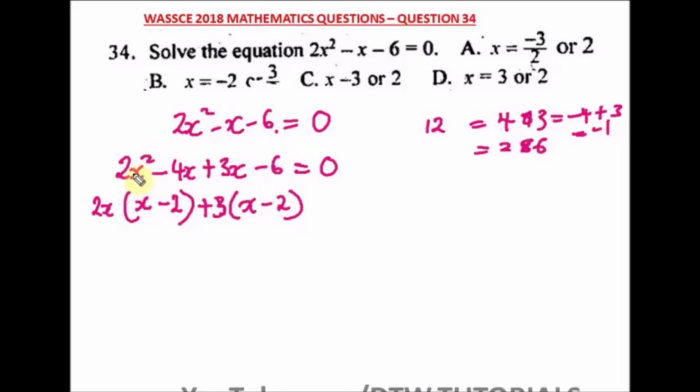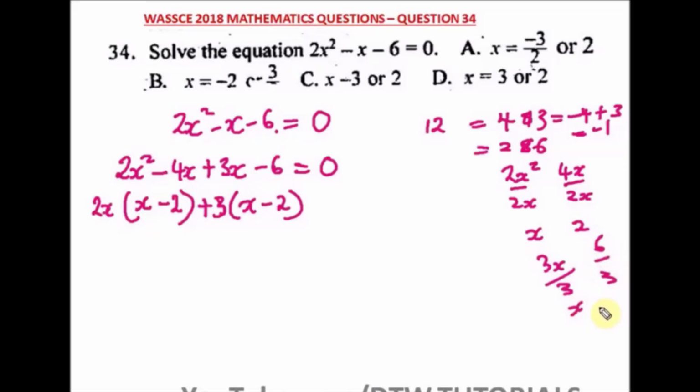All you need to do, to further expatiate on this, is just say 2x squared divided by 2x, which will give you an x, and 4x divided by 2x, which will give you a 2. And for this, you say 3x divided by 3, which will give you an x, and 6 divided by 3, which will give you a 2. All right, just to explain how I got this.